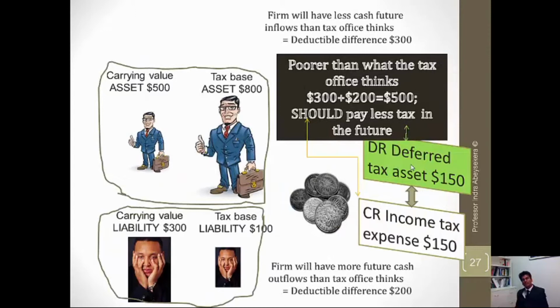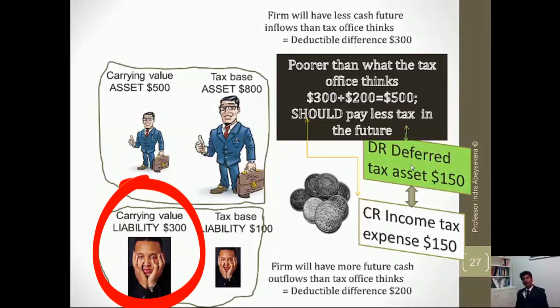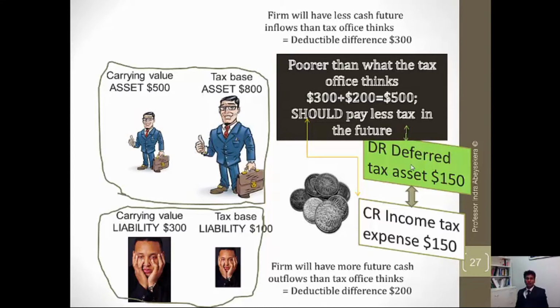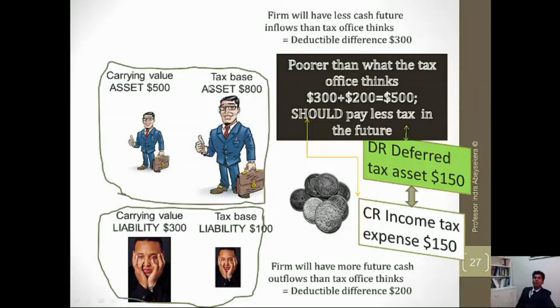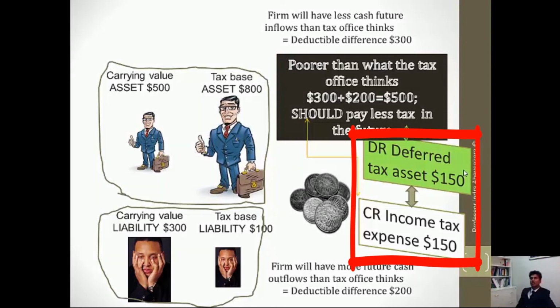If the company is having less assets, or if the company is having more liabilities or more debt, is the company poorer? Yes. But if the tax office doesn't know, then you would pay more tax now, but you will save on it when the tax office comes to know. So this difference for assets and liabilities, when you compare the carrying value and the tax base, that difference is called a deductible difference. It can be deducted in the future. And 30% of that becomes a deferred tax asset. The difference times 30% becomes deferred tax asset. Debit deferred tax asset, credit income tax expense.